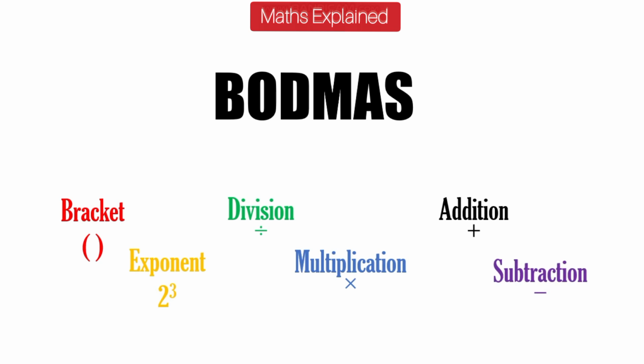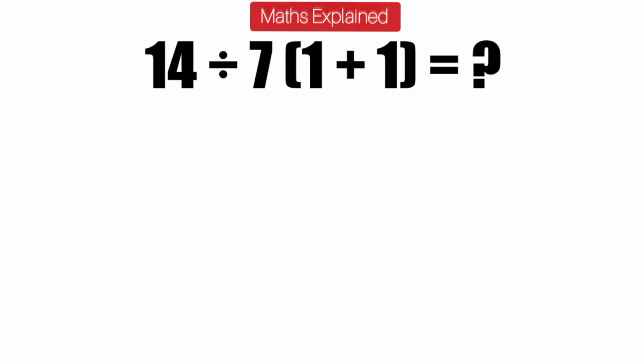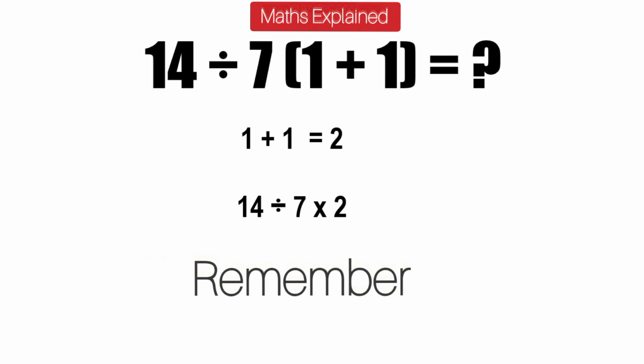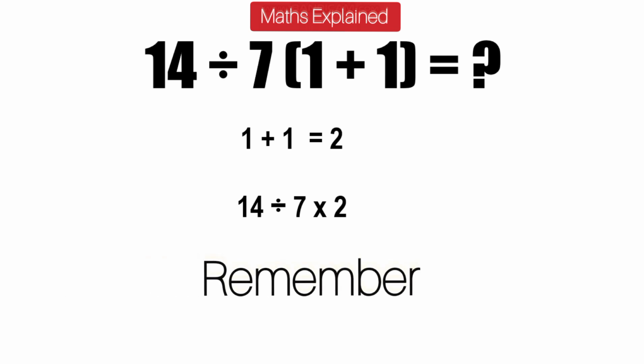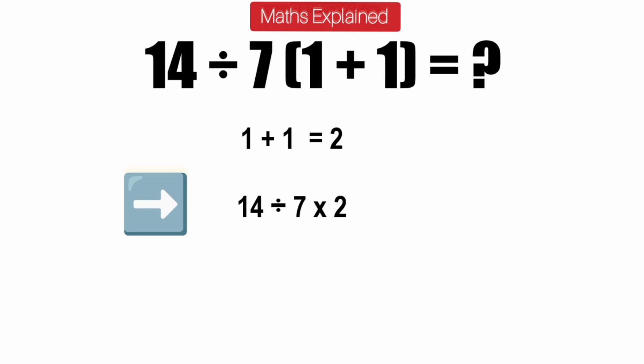Step 1. Start with the bracket. 1 plus 1 equals 2. Now rewrite the question. 14 divided by 7 times 2. Step 2. Look at division and multiplication. Class, remember, division and multiplication have the same priority, so we solve from left to right, not randomly.